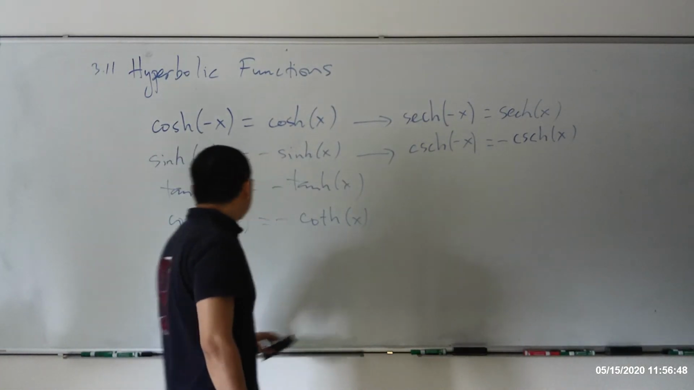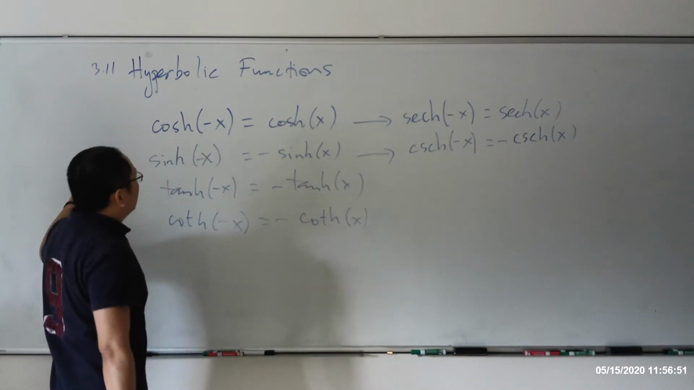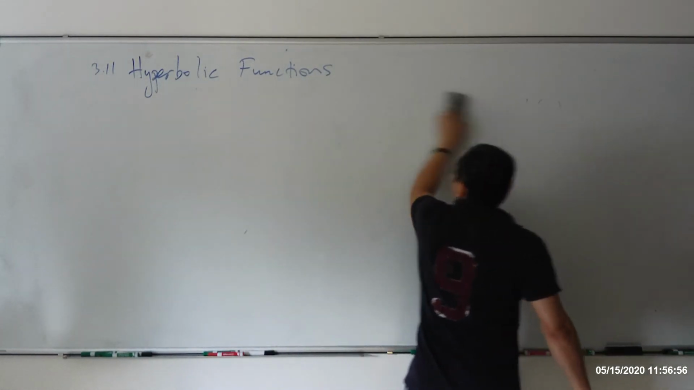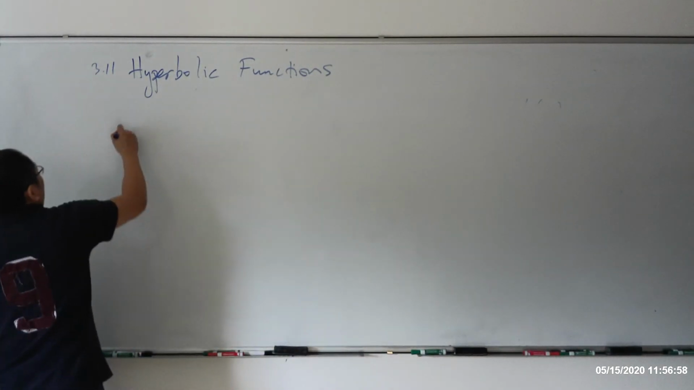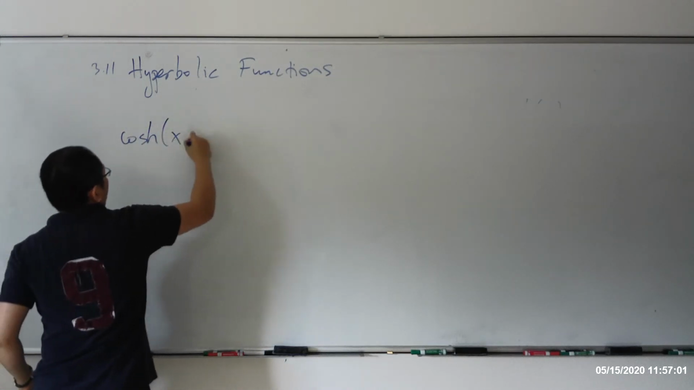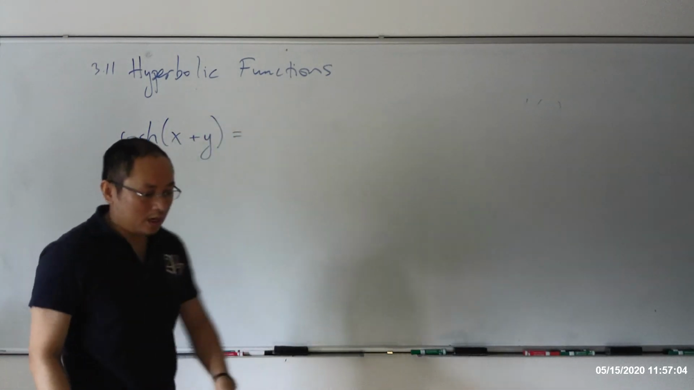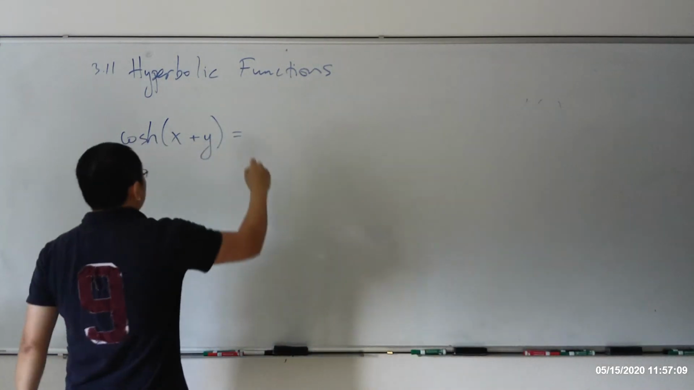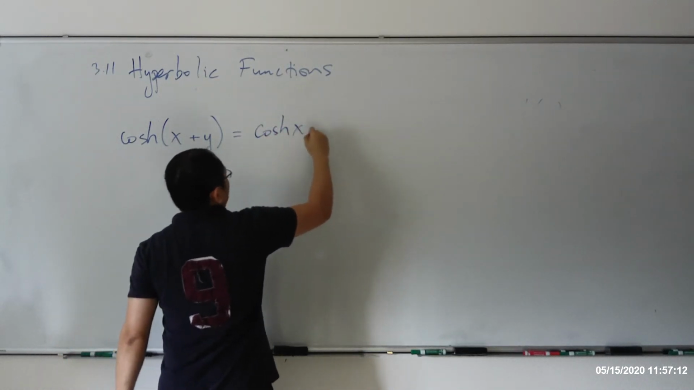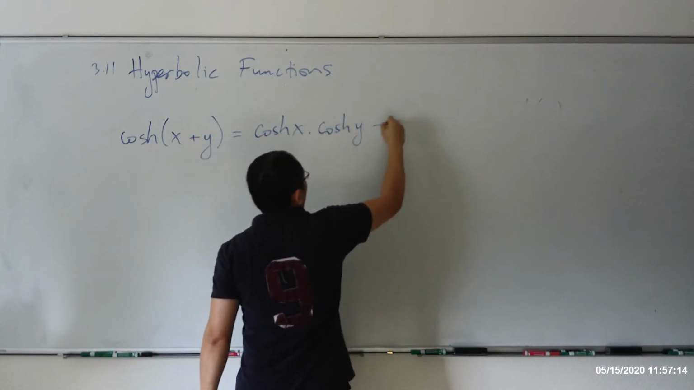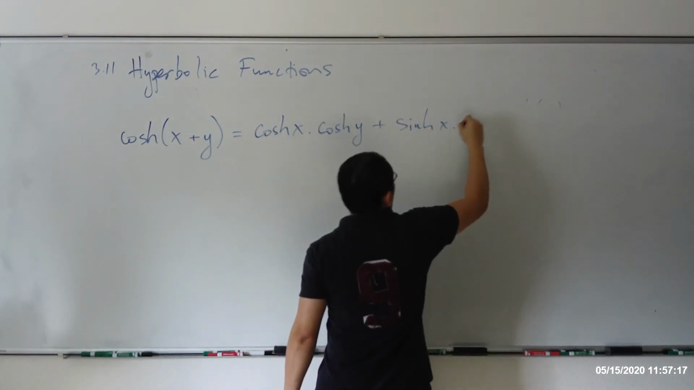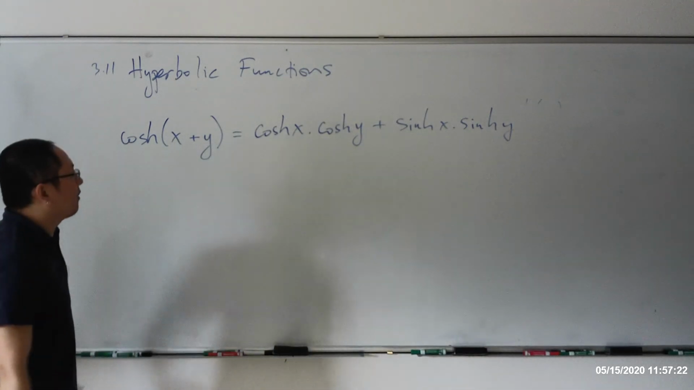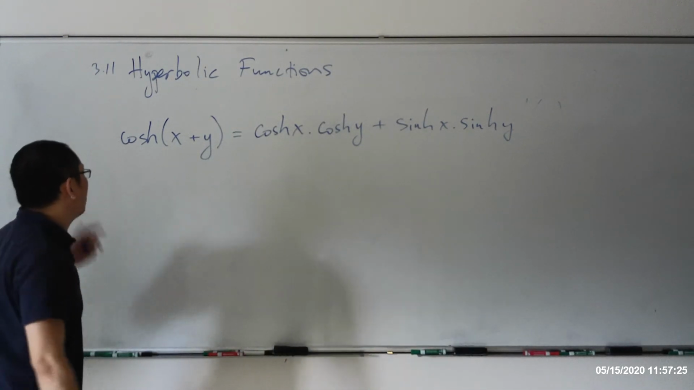Now the sum and difference formulas. Hyperbolic cosine of x plus y is equal to hyperbolic cosine of x times hyperbolic cosine of y plus hyperbolic sine of x times hyperbolic sine of y. How to prove this? Use the definition. I'll give you a hint. I'm not going to prove the whole thing. It's considered homework for you.